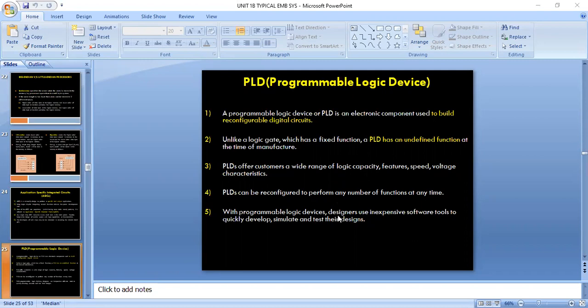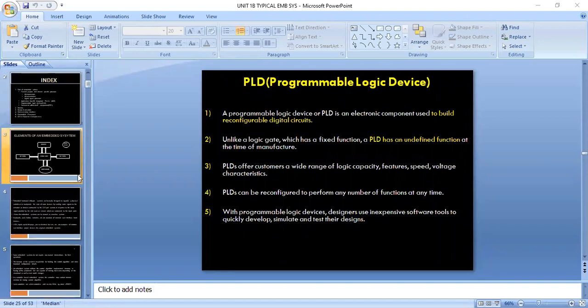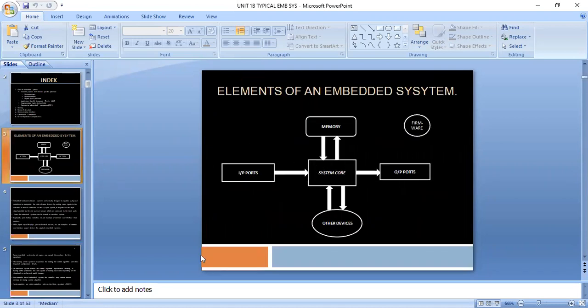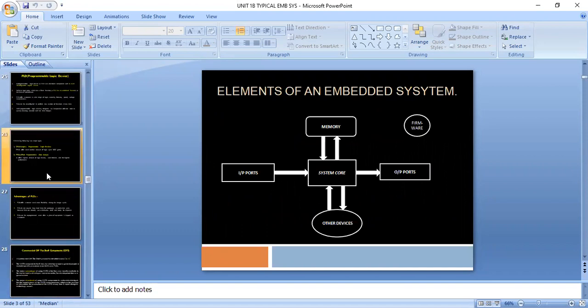With the programmable logic device, designers use inexpensive software tools to quickly develop and test their designs. We need not use complicated software with heavy graphics. A simple software like Keil is enough. Why are we discussing this? We can use this PLD here in the place of this system code. That's why we are discussing this. Remember that. Don't forget that.